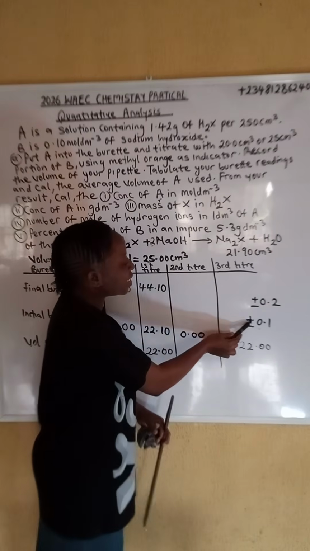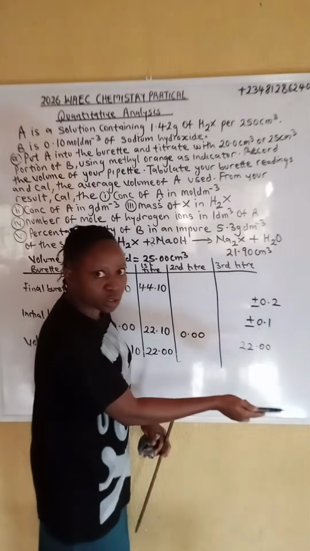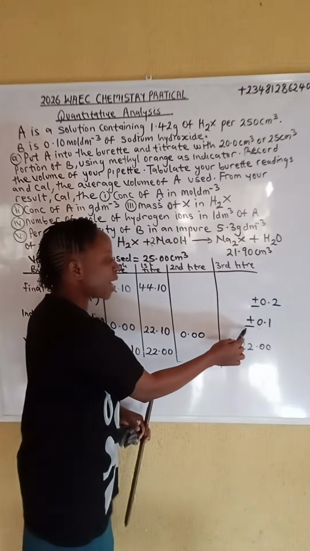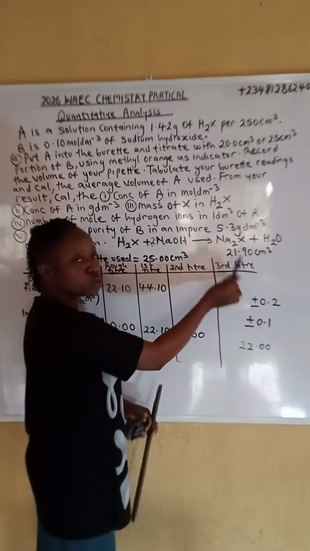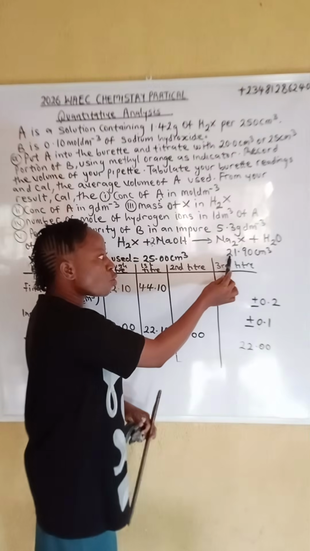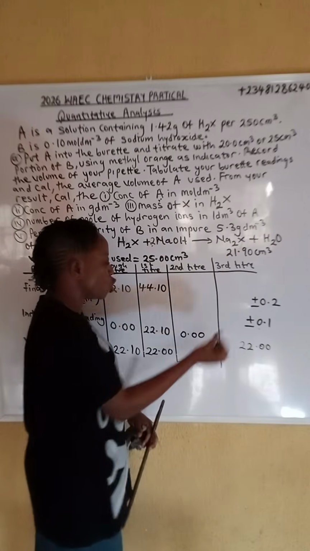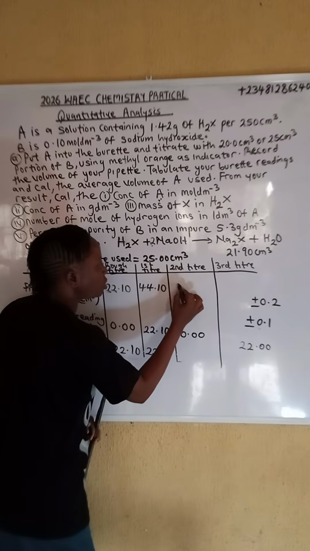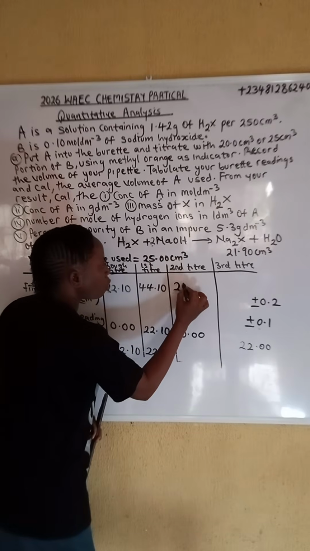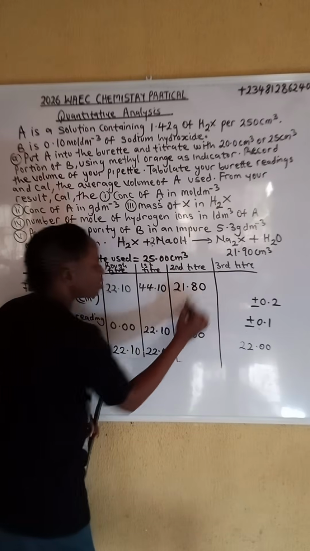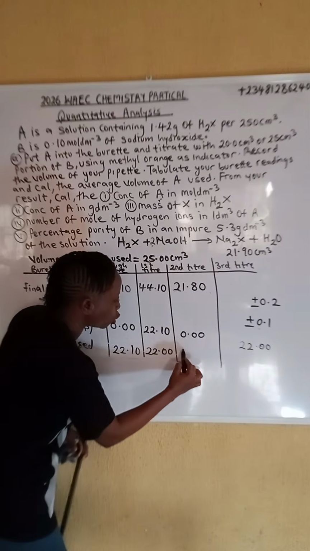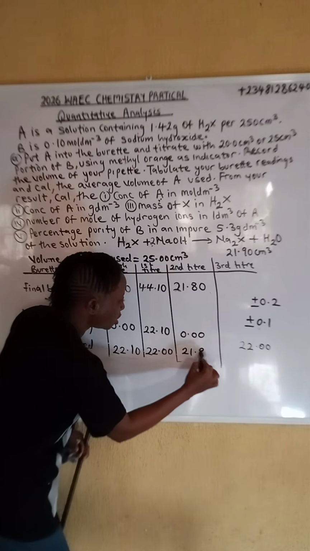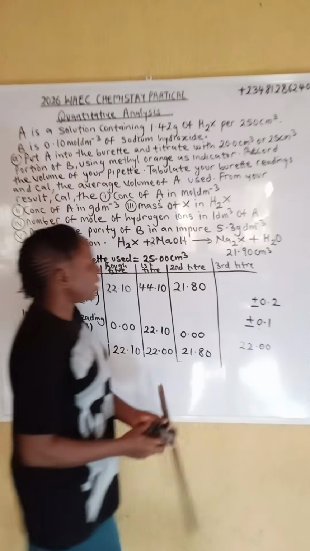Now, I started with plus 0.1, so the next one will now be minus 0.1. I'm going to minus 0.1 from my school titre value. Taking away 0.1 from this 21.90 will give me 21.80. So 21.80 minus 0.00 will give me 21.80. Then the next one.